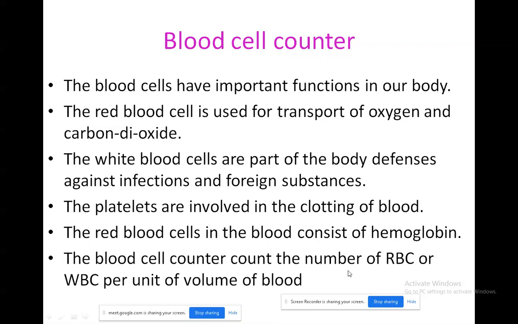So the blood cell counter counts the number of RBC or WBC per unit volume of blood. So blood cell counter is nothing but WBC count, RBC count, platelets count. These three counts are very, very important for checking whether your organs are working properly or not. That is checked only through the blood cells counting.